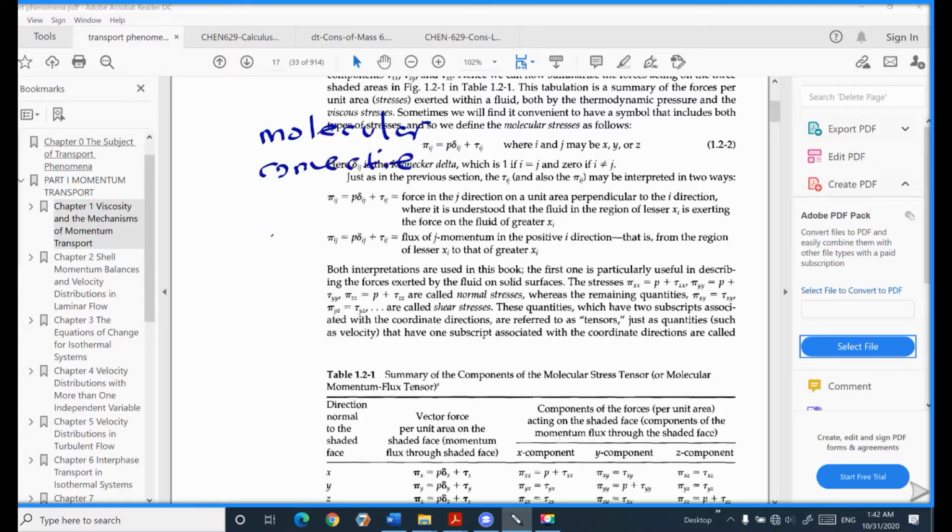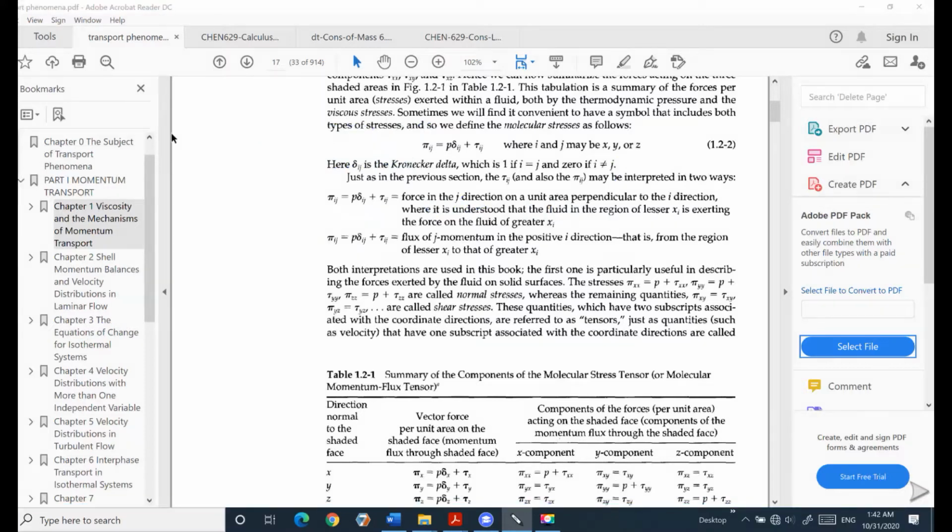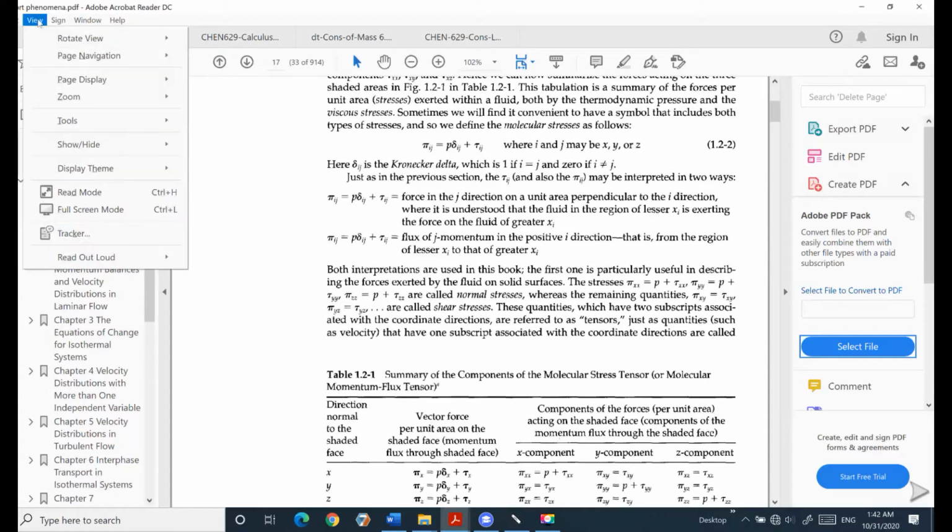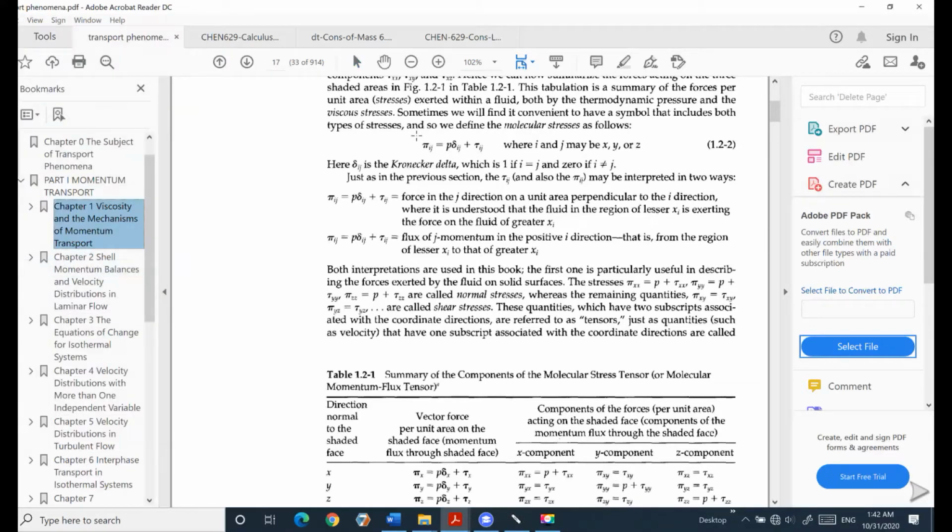So now I just wanna review where we are so far. After this review, I'm just gonna jump into chapter 3 and start the problem solution. Okay, now what we get from chapter 1, we define this relation. We call this the molecular stress tensor.